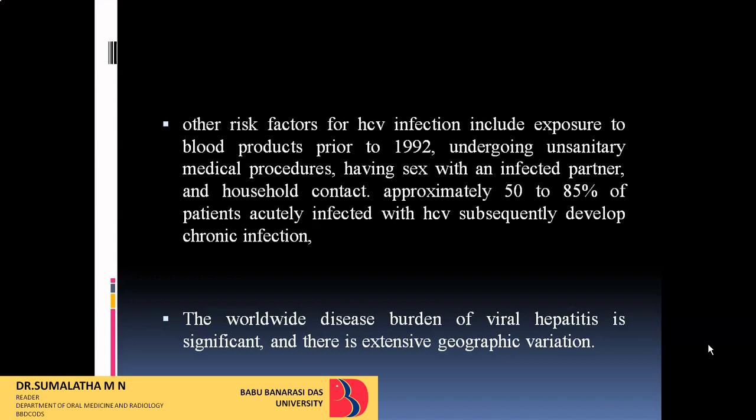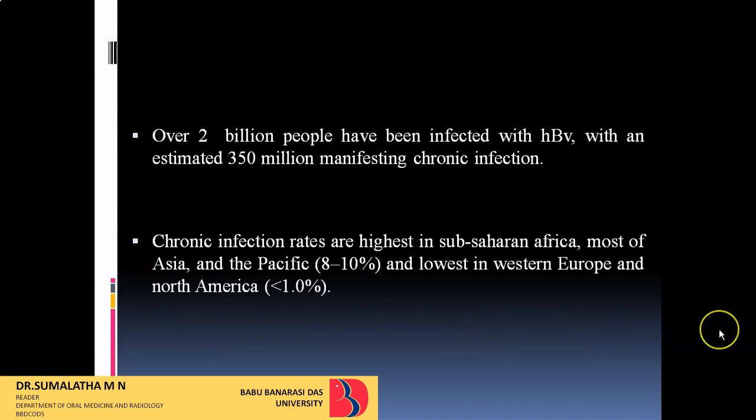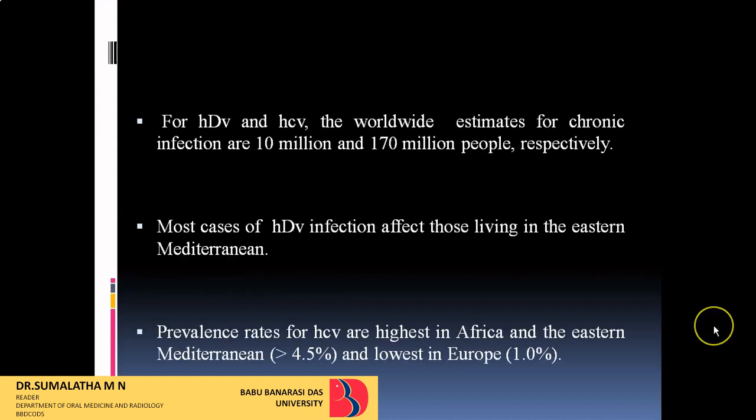The worldwide disease burden of these viral hepatitis is very significant and there is an extensive geographical variation. Over 2 billion people have been infected with hepatitis B virus, with an estimated 350 million manifesting chronic infection. The chronic infection rates are highest in sub-Saharan Africa, most of Asia and the Pacific, and lowest in Western Europe and North America.